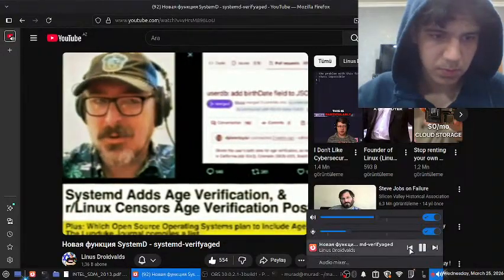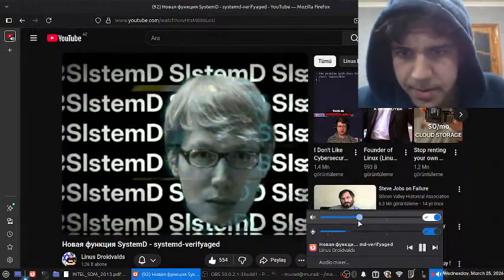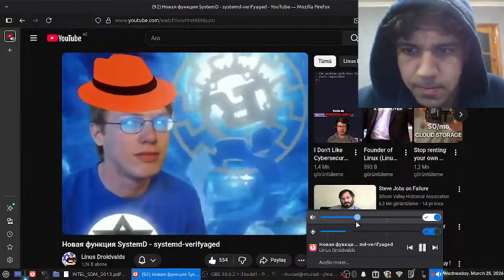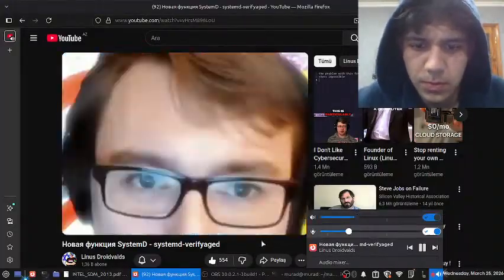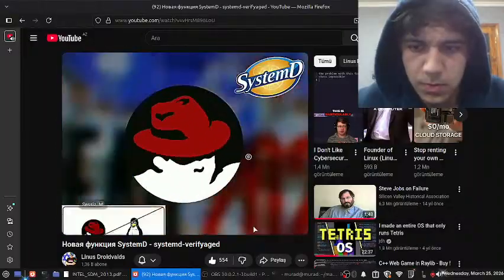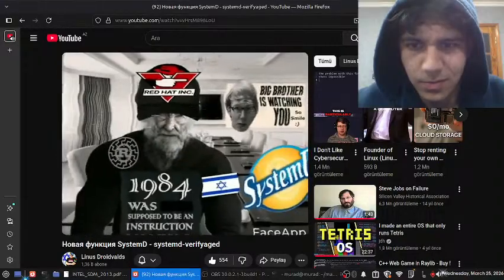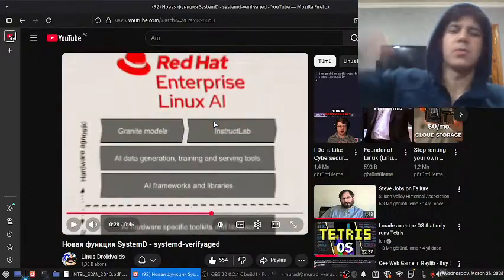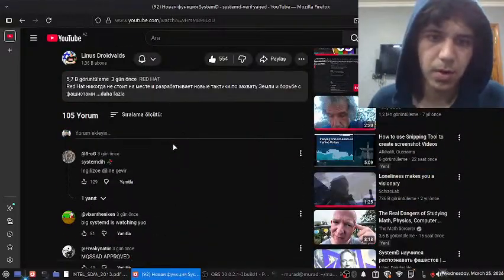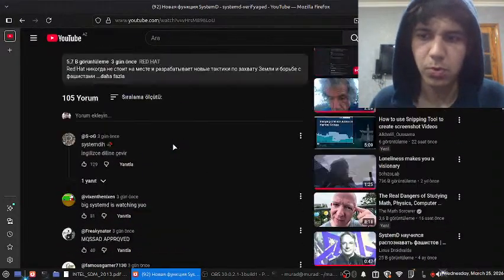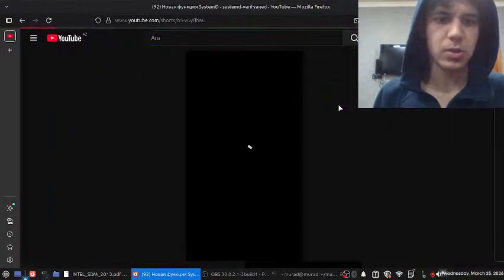Functionality to support age verification into their init script. Yeah, Linux is bloatware, but more good bloatware than Windows.